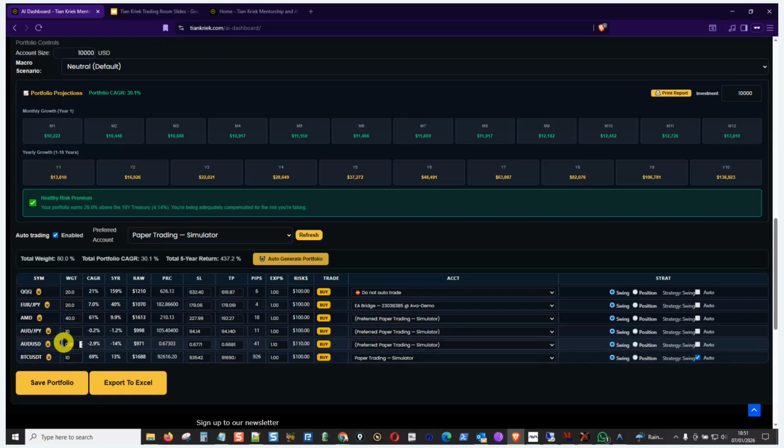Okay, Aussie US dollar. I'm basically selling the dollar versus the Australian dollar. The Australian dollar is a high yielding currency. And a Bitcoin. So that's what I have at this point. I'm happy with this.